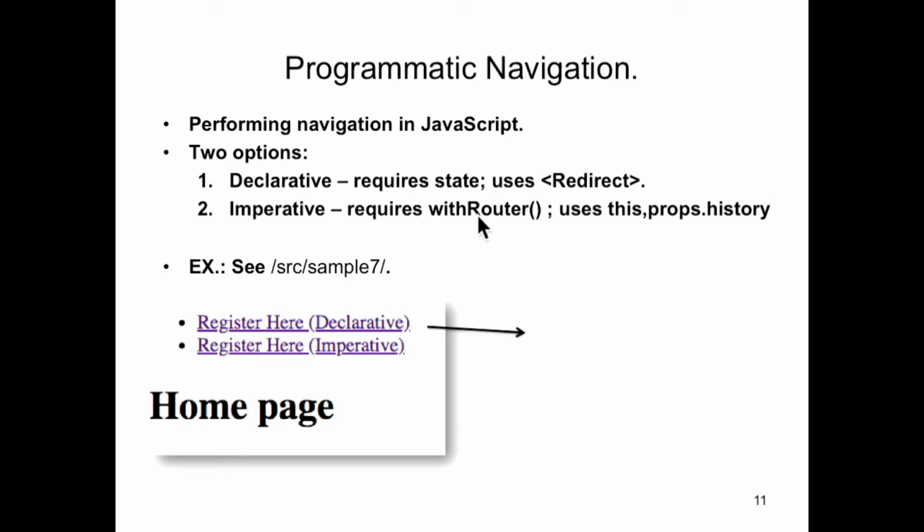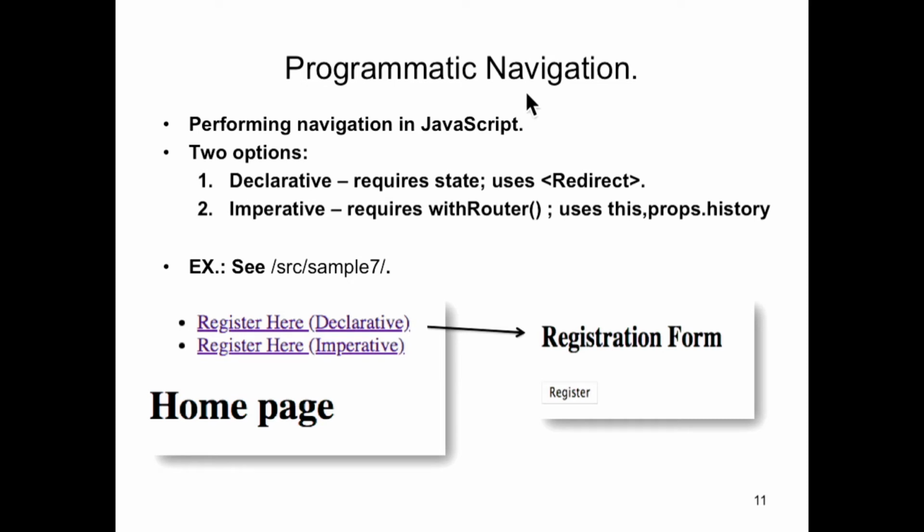So when the user clicks either one of these links, it brings them supposedly to a registration form. I didn't bother having any fields in this, that's not important, but I do have a registration button in my form, and when the user clicks that button it brings them back to the home page. So it's the second arrow where I'm going to implement programmatic navigation.